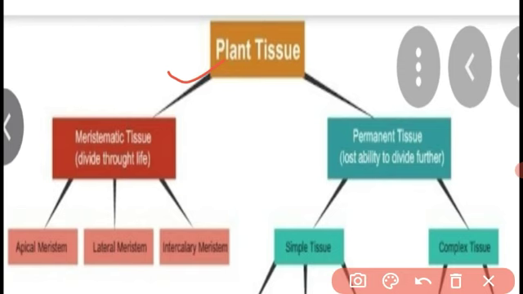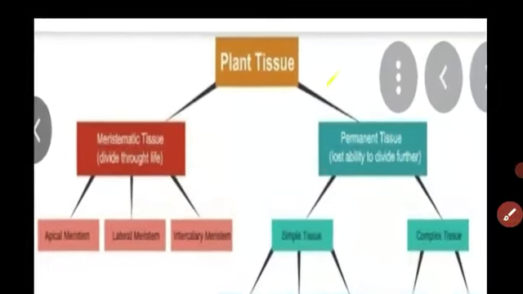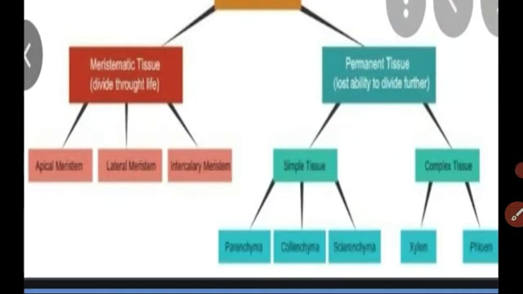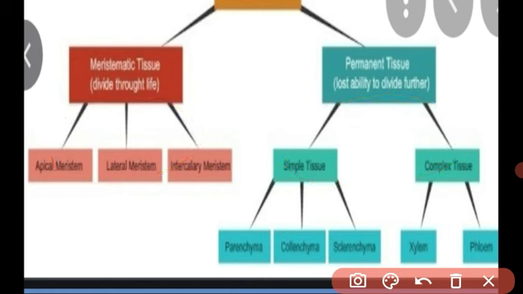Plants are also living things. Let us see plant tissue first. There are two subtypes of plant tissue: meristematic tissue and permanent tissue. Each of these also has subtypes. See, there are two main types of tissue: one is plant tissue and the other is animal tissue. In plant tissue, there are again two subtypes: meristematic tissue and permanent tissue.